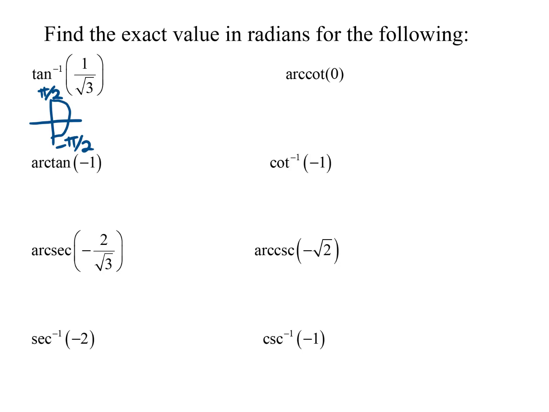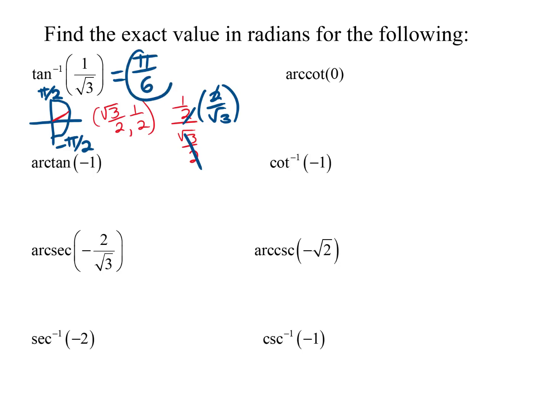And if I think of the angle in quadrant 1 right here, this would be where cosine is square root 3 over 2 and sine is 1/2, and we know tangent is sine, which is 1/2, over cosine, which is square root 3 over 2. And when I take that and flip it over to multiply it, 2 over square root 3, the 2's cancel and I do get 1 over square root 3. So we know this one is pi sixths.